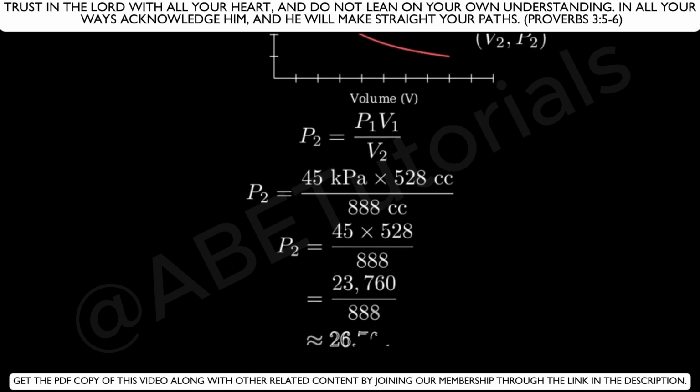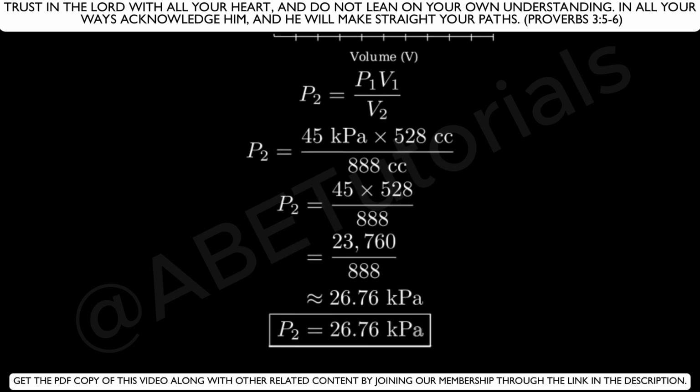First, let's multiply 45 times 528, which gives us 23,760. Then, we divide by 888 to get approximately 26.76 kilopascals. Therefore, the pressure of the gas after the isothermal process is 26.76 kilopascals.